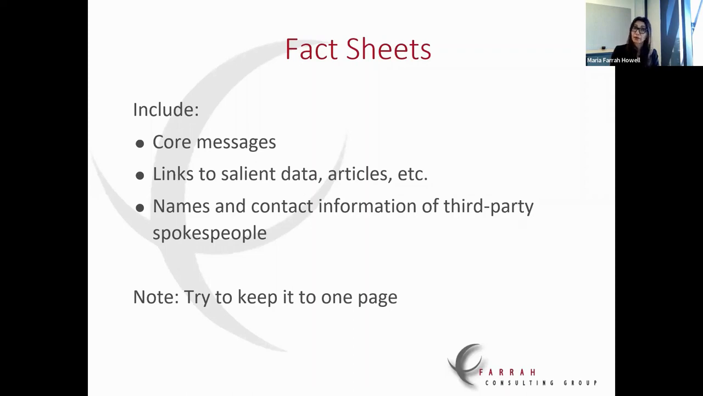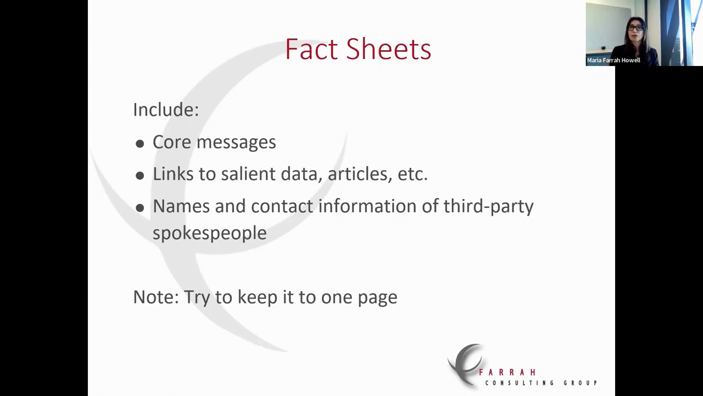So you want to include that where you can. Any relevant articles. It's not so much that you're saying, look, other people have written about it, but it gives them more context, okay? And then names and contact people, as spokespeople, if you are comfortable with that and if they are comfortable.